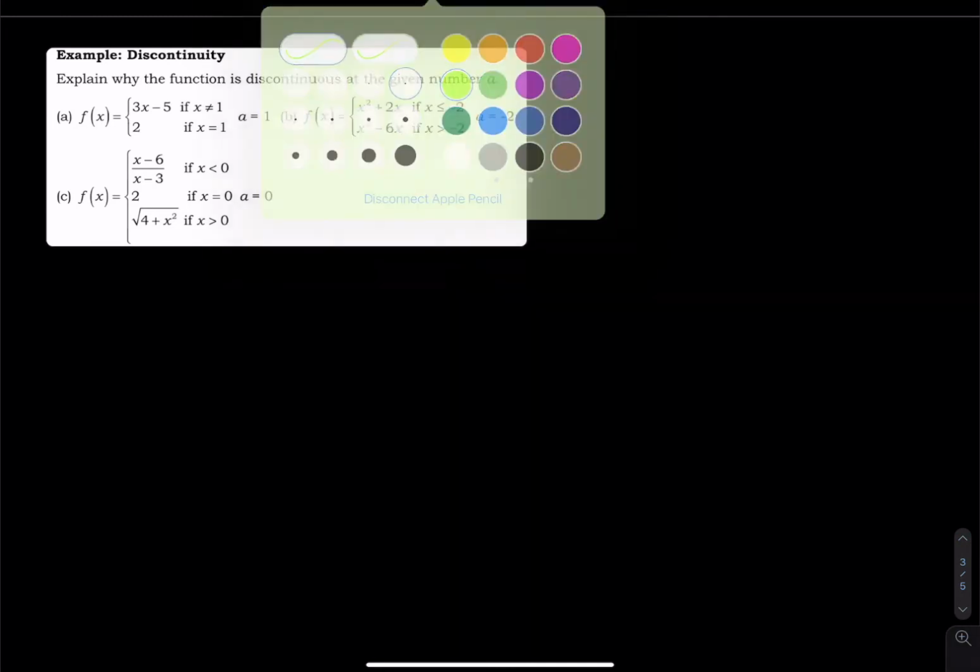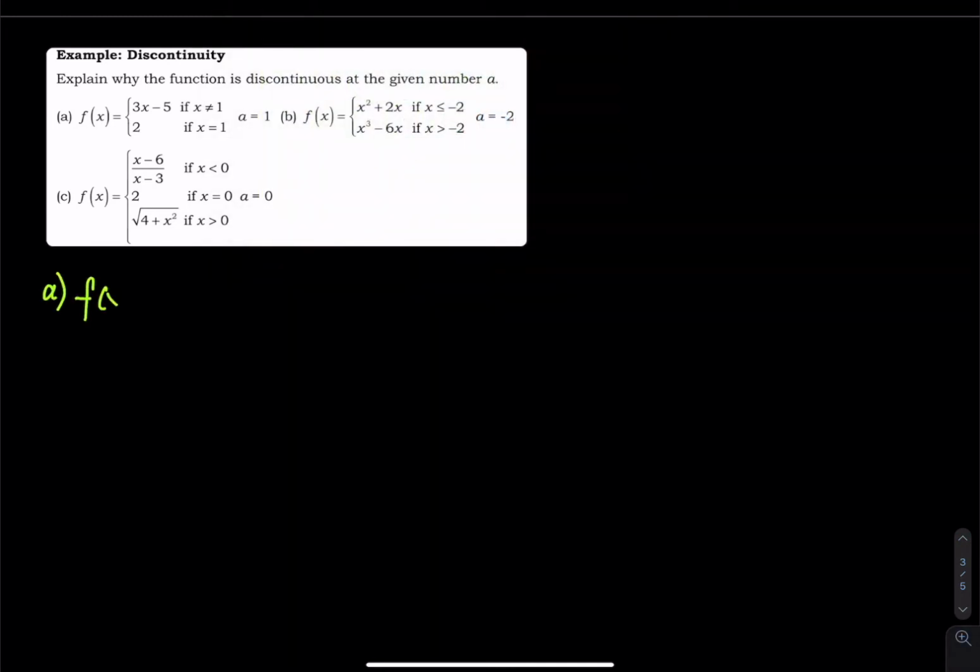So a, we have f of x equals a piecewise: 3x minus 5, and 2. This is if x is not equal to 1. This is if x is equal to 1. Okay, so that tells me f of 2, I can evaluate that, no, not f of 2.